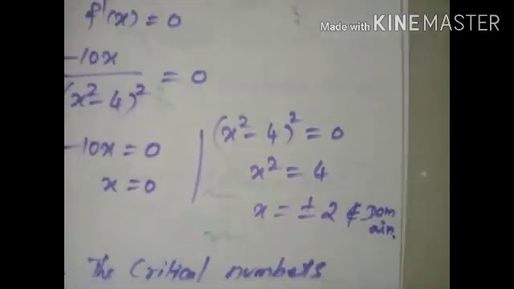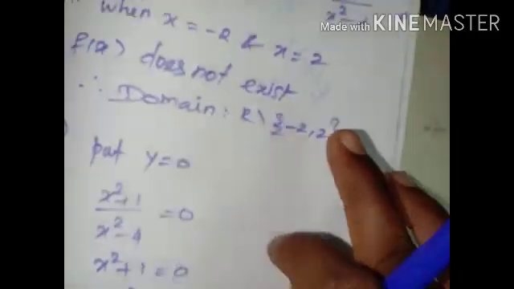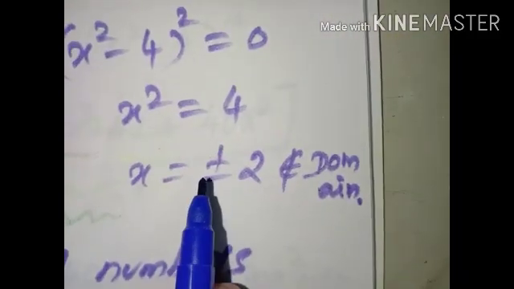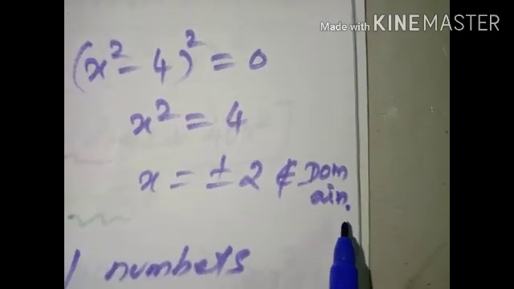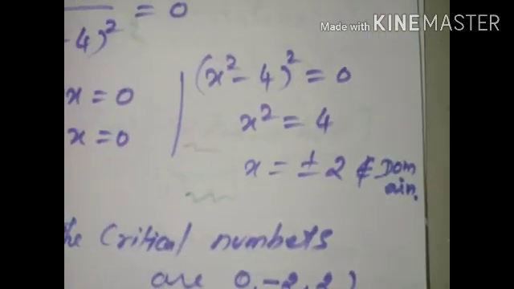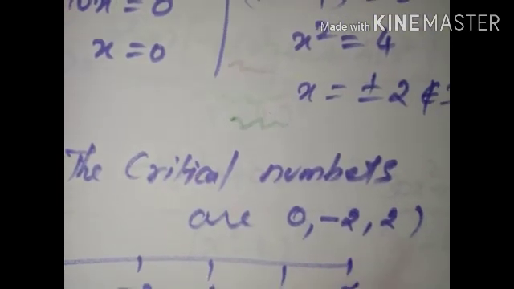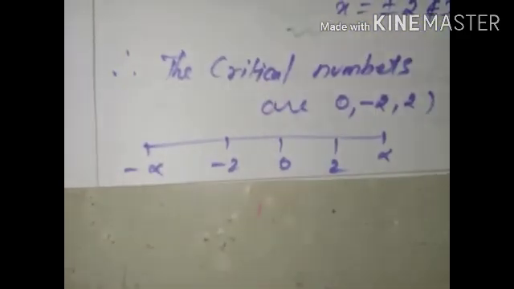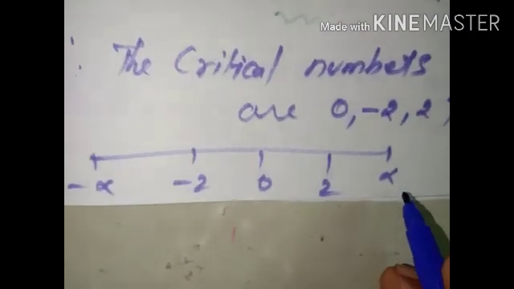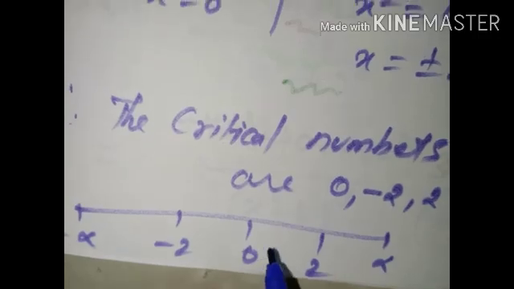So plus or minus 2 is not in the domain; the values minus 2 and 2 do not belong to the domain. Therefore the critical numbers are 0, 2, minus 2 and plus 2. On the number line from minus infinity to plus infinity, minus 2, 0 and plus 2, the critical numbers, are entered.